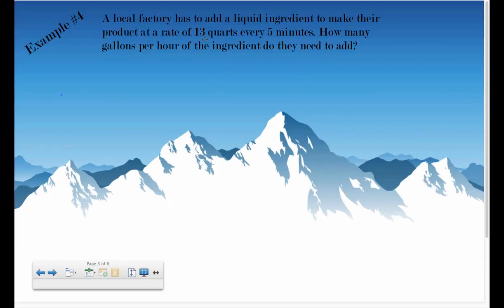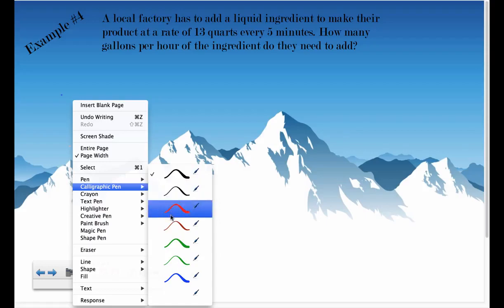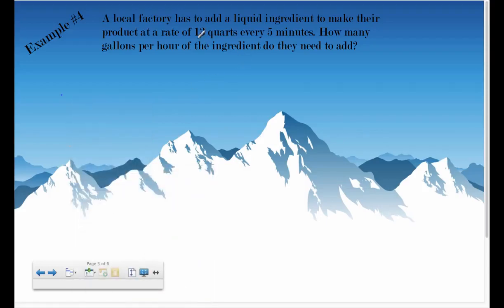A local factory has to add a liquid ingredient to make their product at a rate of 13 quarts every 5 minutes. All right, so now we have a little bit of an issue right here. We have 13 quarts every 5 minutes. This is not a unit rate. Well, if I want to get that down to a unit rate, I'm going to have to divide that out. So I'm going to take a second here, bring out my calculator, and divide this out.